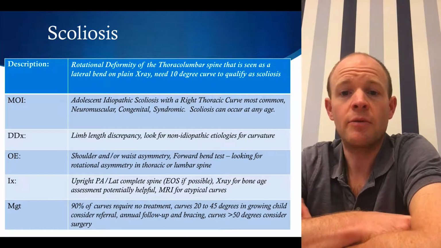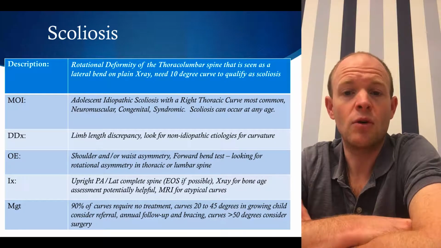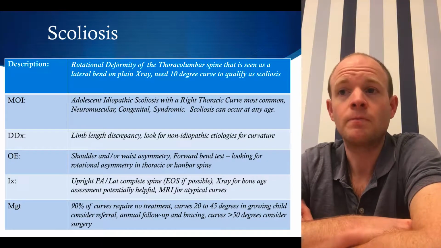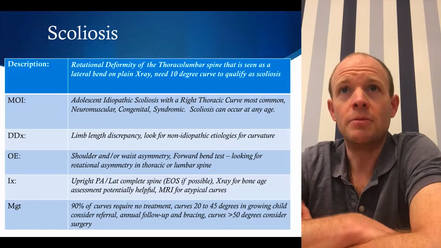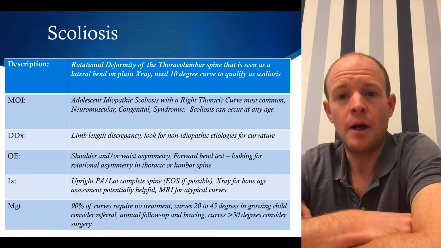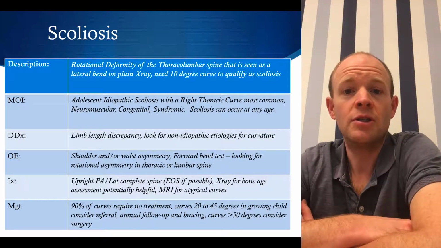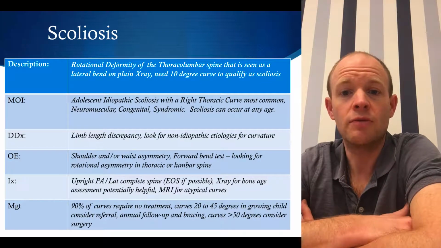Important things on physical exam, of course, you need to do a neurologic exam to make sure that they have no neurologic abnormalities, including looking for asymmetric reflexes or pathologic reflexes. You also need to be assessing their shoulder heights, pelvic height, pelvic asymmetry, and then getting a forward bend test to see if they have any rotational deformity of the spine.